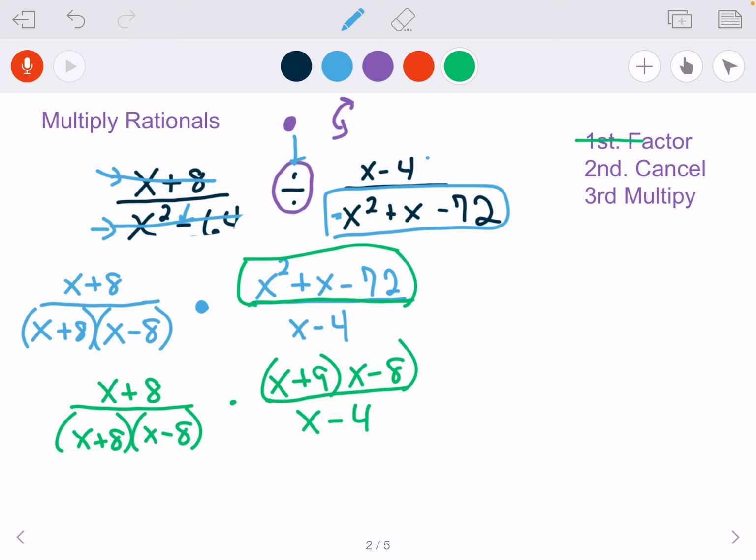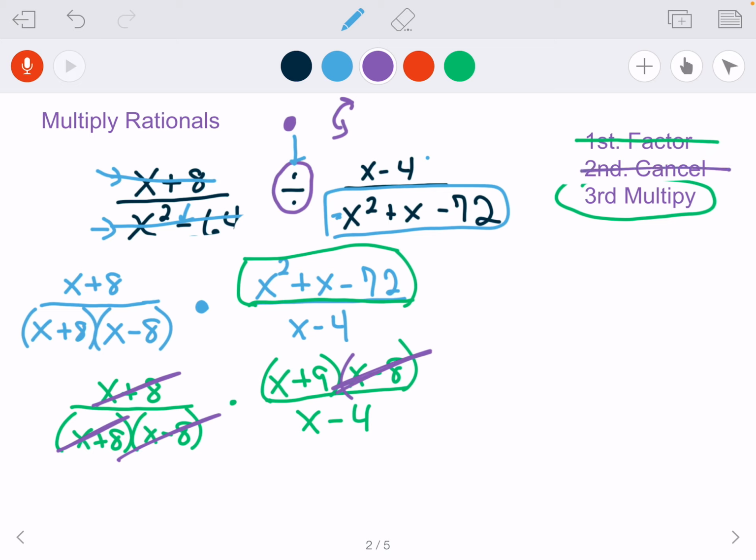Okay, so I did my factoring over here. I did my canceling over here. Well, nope, I didn't. That's what I've got to do next. I've got to cancel. So let's cancel. What's on top and bottom that will cancel? Is there an x plus 8 on the top and bottom? Sure. Is there an x minus 8 on the top and bottom? Sure. So now my canceling, I can't cancel anything else.